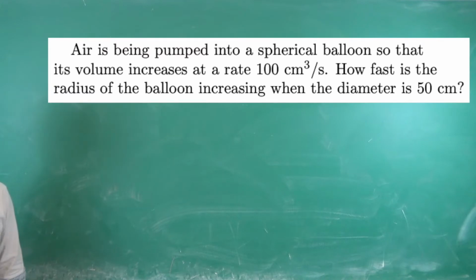Air is being pumped into a spherical balloon so that its volume increases at a rate of 100 cubic centimeters per second. How fast is the radius of the balloon increasing when the diameter is 50 centimeters?